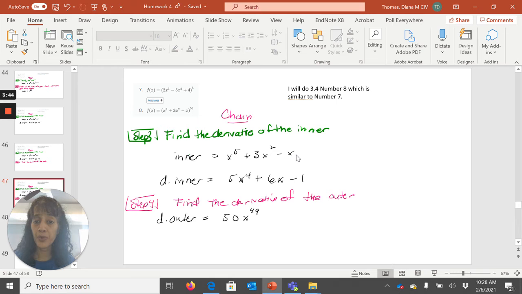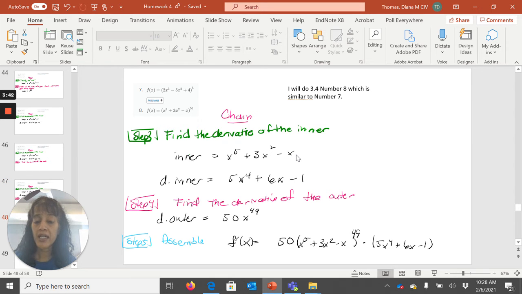Then I apply the rule. The chain rule says that if I have an inside function and an outside function, the derivative is going to be derivative of the outer with the inner plugged in for x times the derivative of the inner. Remember that as words. Derivative of the outer with the inner plugged in for x times the derivative of the inner. So derivative of the outer is 50x to the 49th, but instead of x, I plug in the inner function times the derivative of the inner.